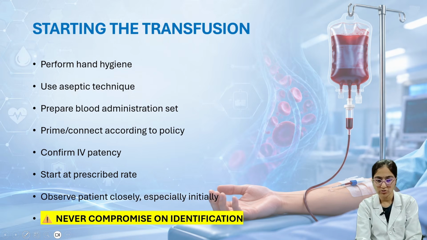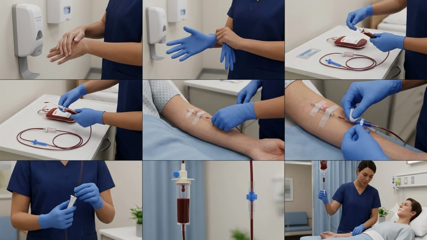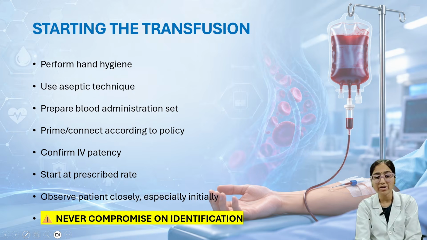Starting the transfusion. Here, perform hand hygiene and then use aseptic technique. Prepare blood administration set. Prime and connect according to policy and then confirm IV patency. Start at prescribed rate. Observe patient closely, especially initially. We need to observe. Never compromise on identification. This is a must. Never ever.